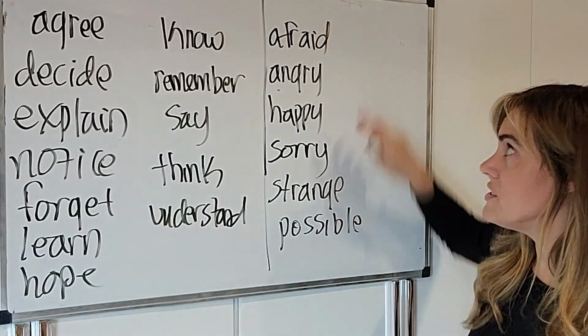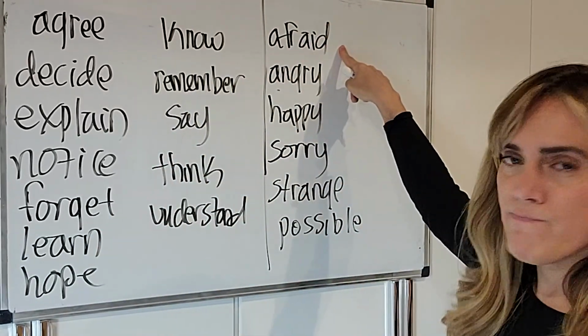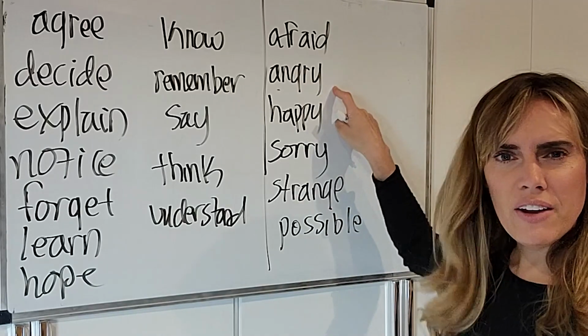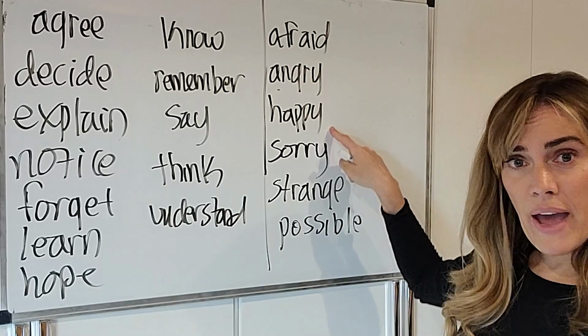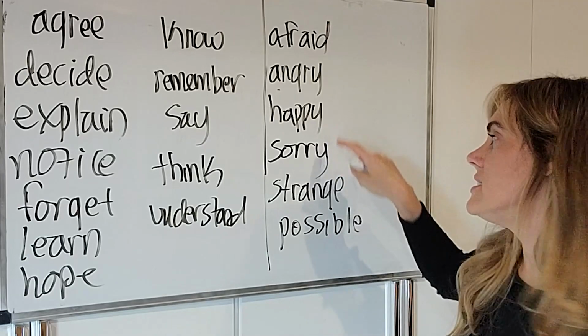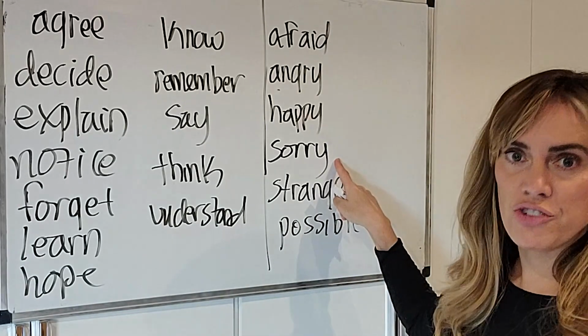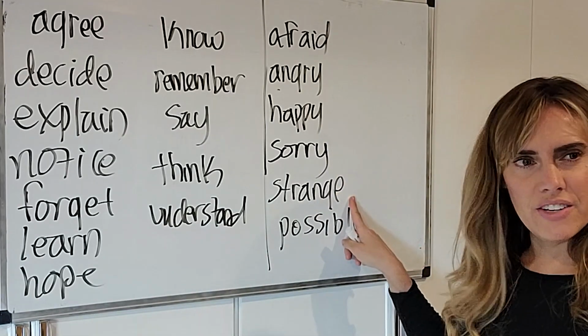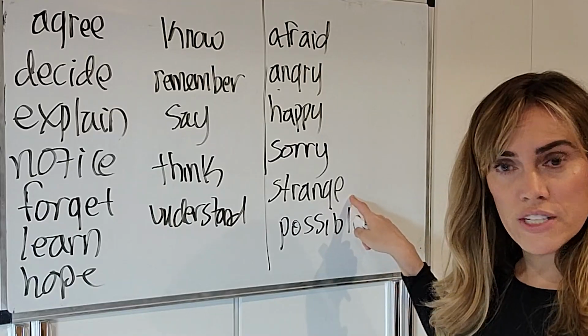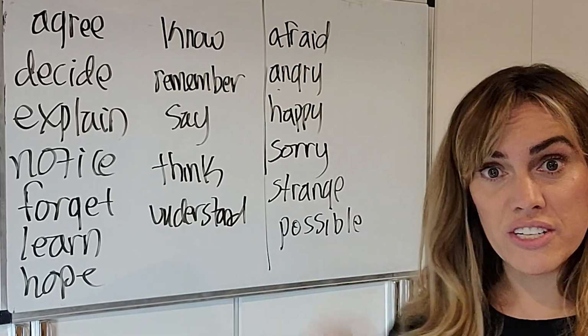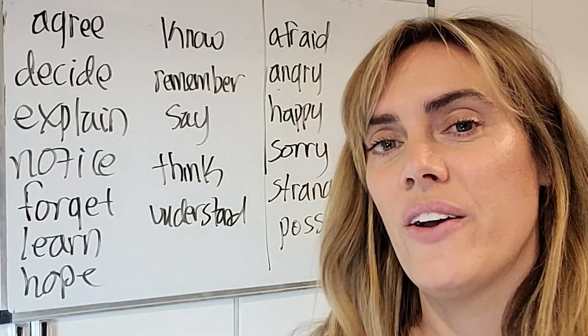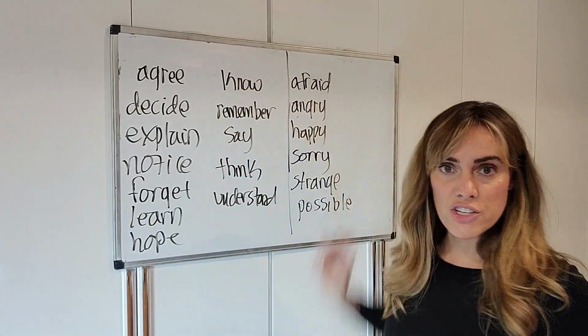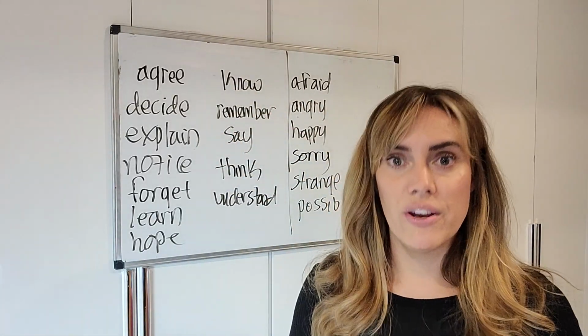Here's some adjectives. I'm afraid that I have to leave. I'm angry that you lied to me. I'm happy that the weather's nice. I'm sorry that you are having trouble. It's strange that the weather's so cold today. It's possible that you can still get a really great grade. Okay, so those are some verbs and adjectives that we use with that noun clauses.